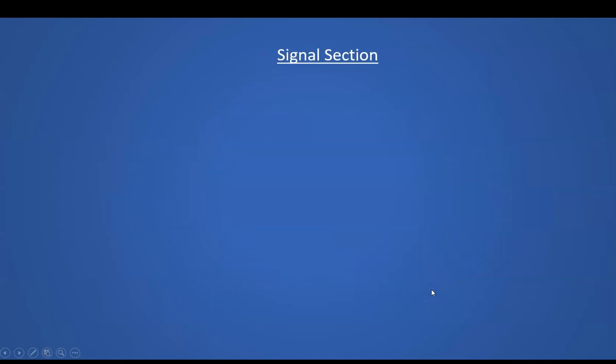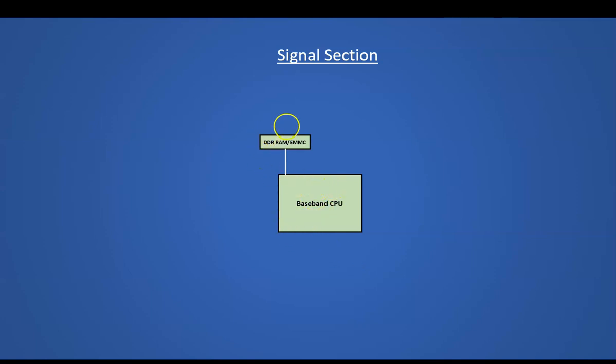Alright, so let's see the third one, the signal section. In the signal section, there is a section called baseband CPU, right? This section we find inside the CPU. Okay, so the baseband section is responsible for handling all the signal functions of a phone. Alright, so to the baseband section, our EMMC and the RAM are both connected. Then the SIM card reader is also connected to the baseband section.